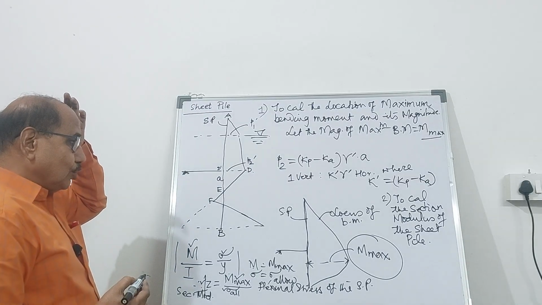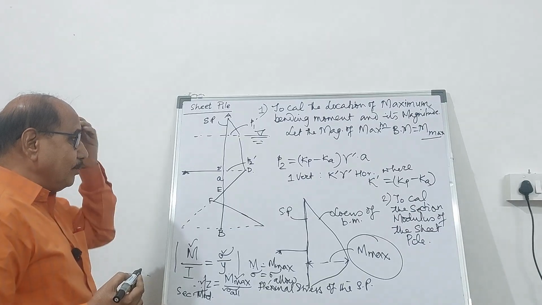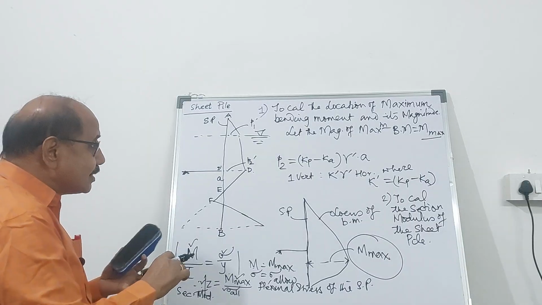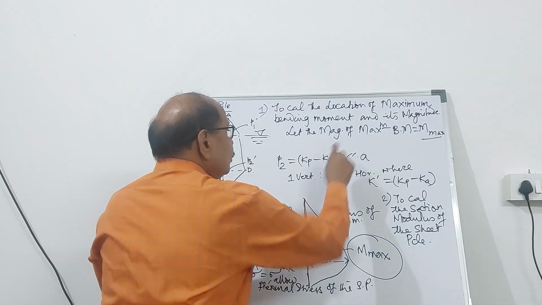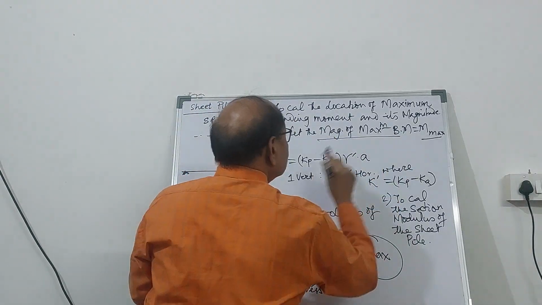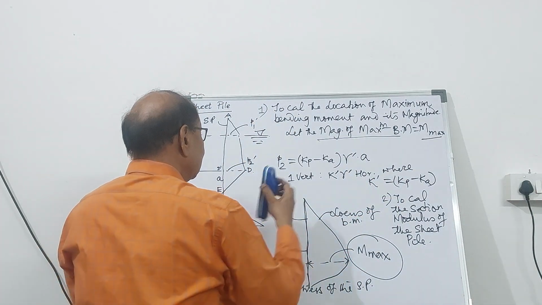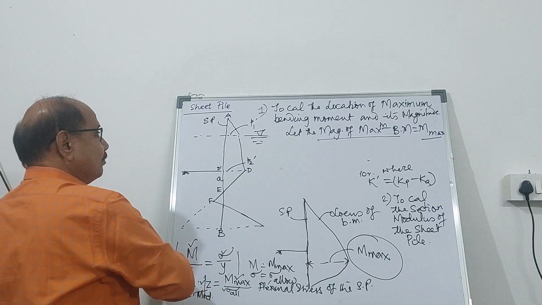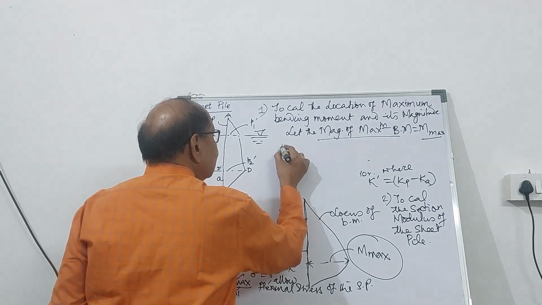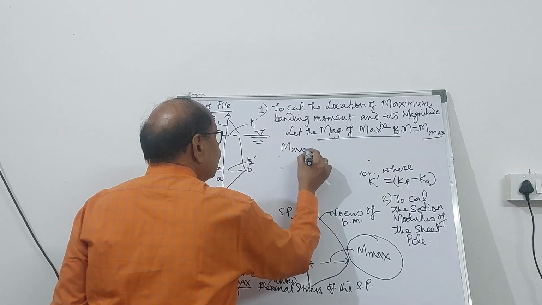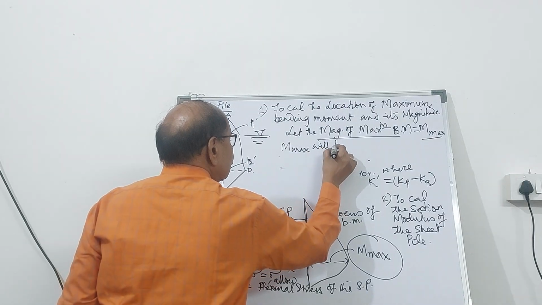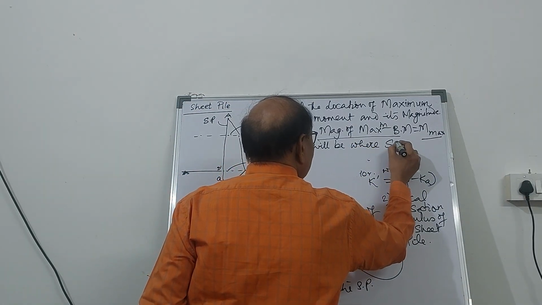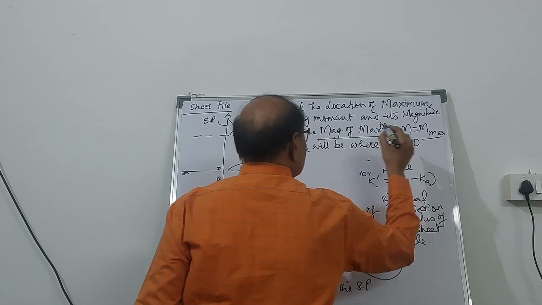So now the question is, where is the maximum bending moment? You can calculate it very easily. Let us see how. So let the magnitude of the maximum bending moment equal M max. Now, you know that the maximum bending moment will be where the shear force becomes 0.